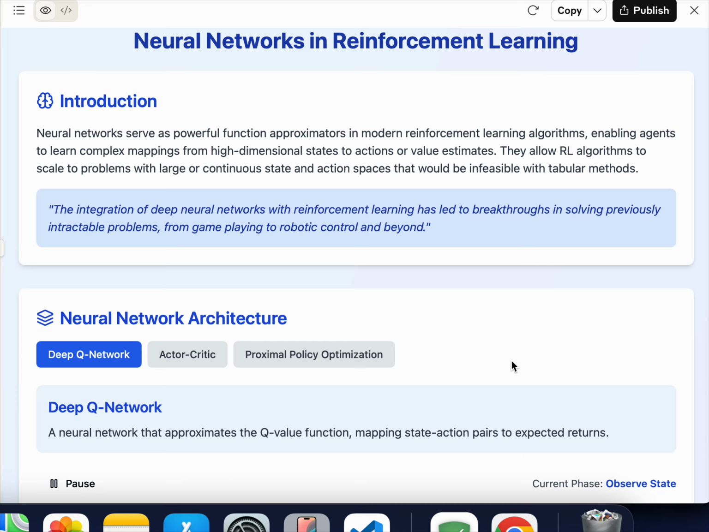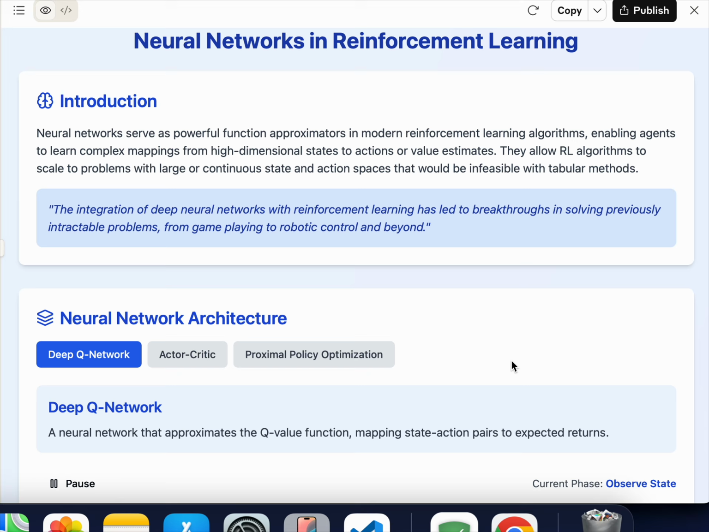Let's start by looking at how neural networks are used inside reinforcement learning. In modern reinforcement learning setups, these networks basically take the place of lookup tables. Instead of storing values in a table for each state or action, the network tries to approximate them, usually value estimates or action probabilities, especially when the number of states is large or continuous.